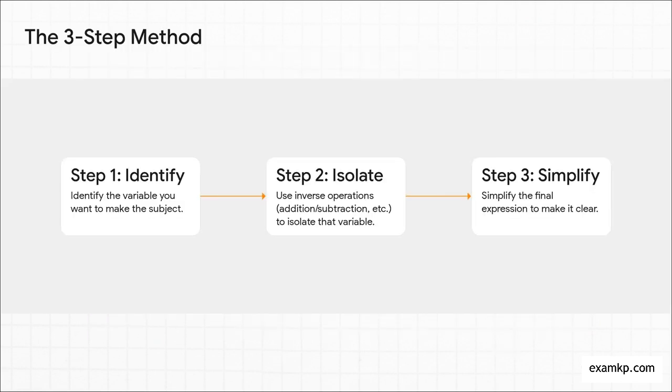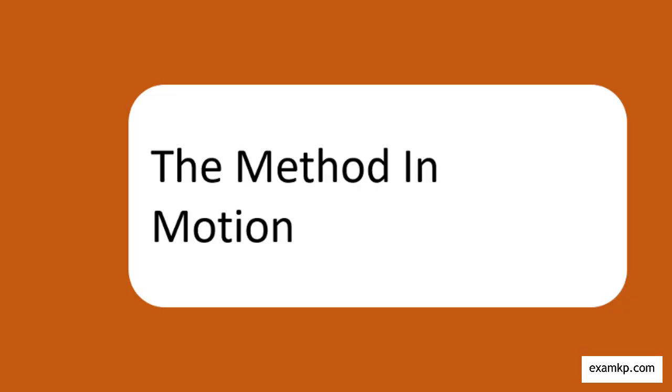And it all comes down to this really simple three-step method. First, you lock onto your target. Find the variable you need to get all by itself. Second, you start peeling that onion, using inverse operations. You know, the opposite of adding is subtracting. The opposite of multiplying is dividing. And third, once your variable is finally alone, you just tidy up the other side to make it look neat. That's it. That is the entire game.